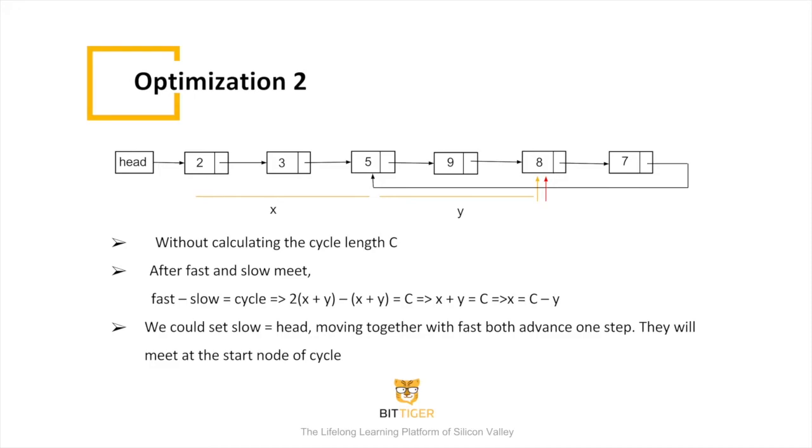Let's assume that x is the number of nodes from head to the start of the cycle, and y is the number of nodes from the start of the cycle to the meeting point. So, when they meet, fast minus slow must equal the cycle length. This is shown by solving the following equation: 2 times (x plus y) minus (x plus y) equals c. Simplifying this, we get x equals c minus y. We could set slow equal to head and move slow and fast together one step each time. They will meet at the start node of cycle, which in this case is 5.